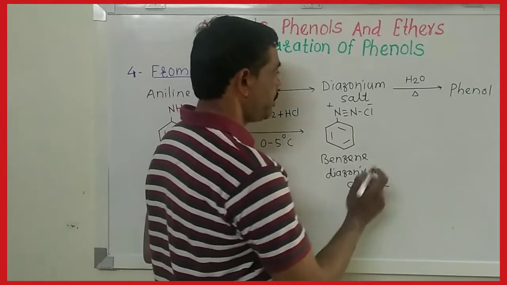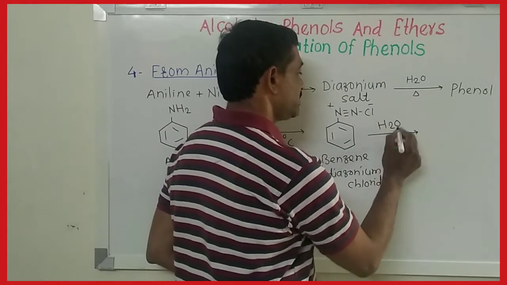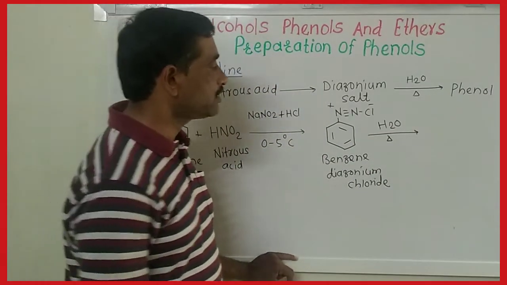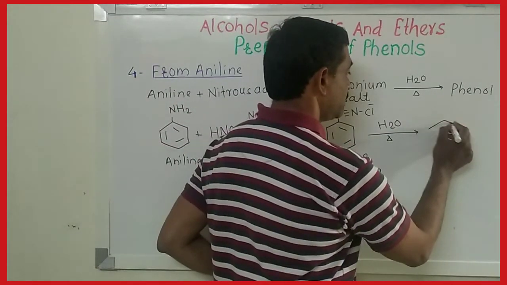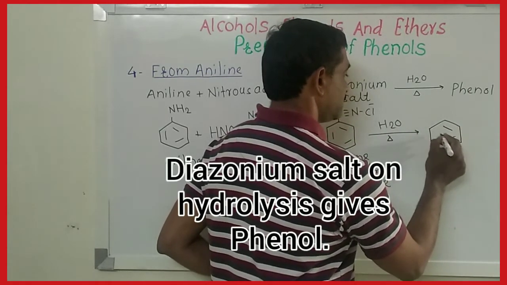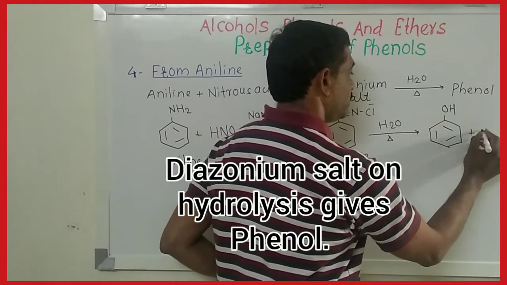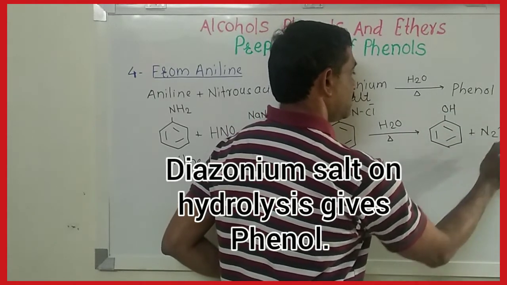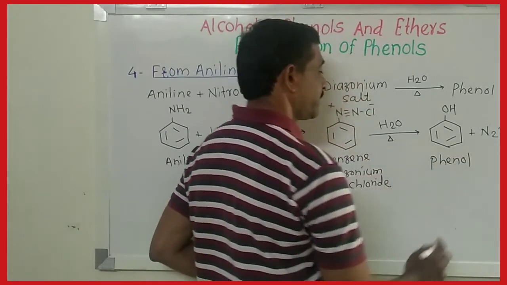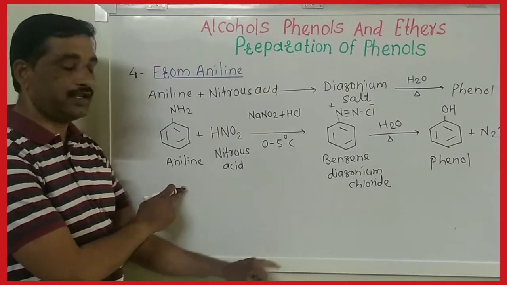This intermediate compound, that is benzene diazonium salt, on hydrolysis and after heating, is converted into the main product of this reaction, that is phenol, plus evolution of nitrogen gas. So in this way we can prepare phenol from the aniline.